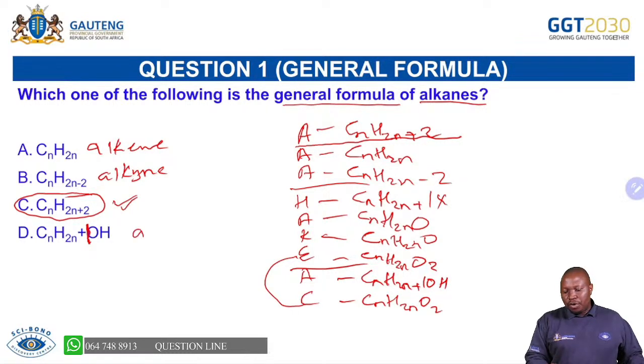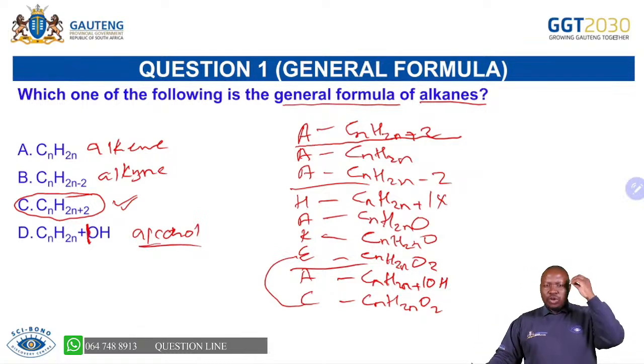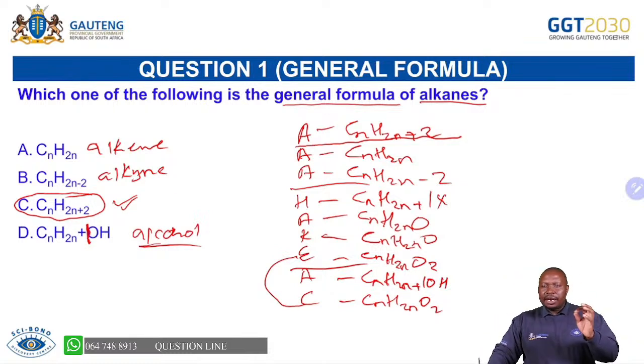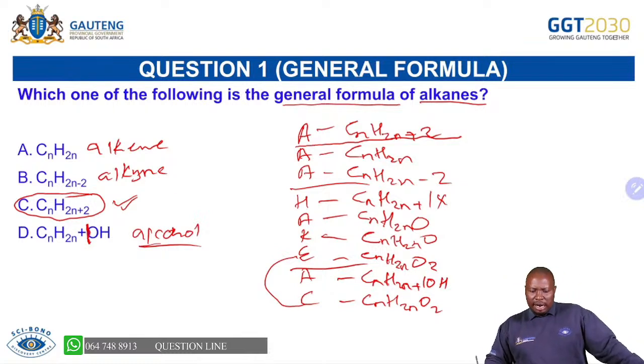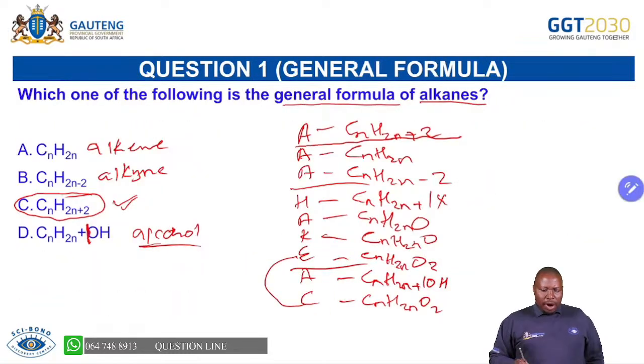Then you know that is for alcohol. That is for alcohol. So we are saying it's important that as you go to the exam, you know the general formula. I think I helped you in terms of remembering all these general formulas for all the 9 homologous series.